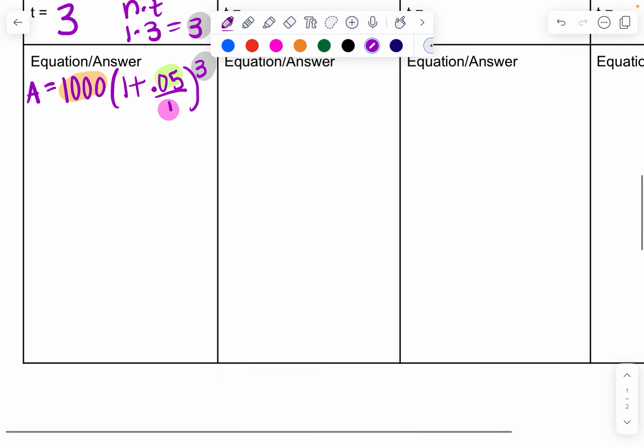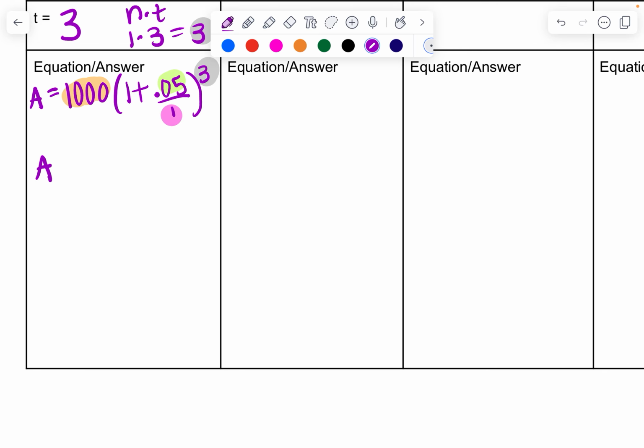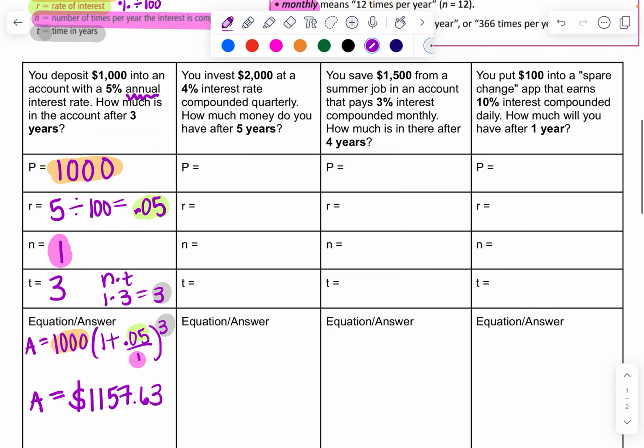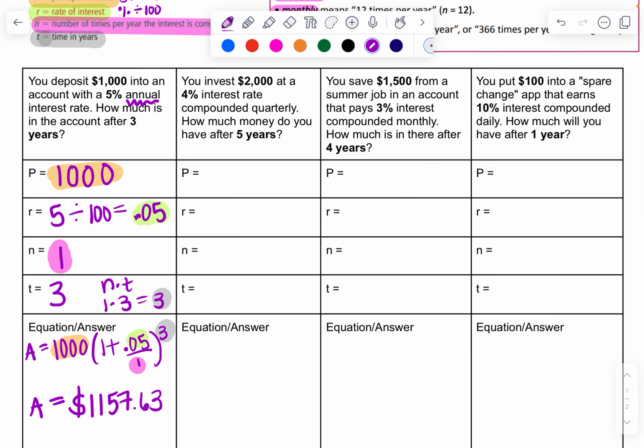All right, you'll put this whole thing in the calculator to figure out then the total money in the account after 3 years would be $1,157.63. So for doing nothing, you just put $1,000 into the account, and then after 3 years, now you have $1,157.63. So got another one. You invest $2,000, so that's our initial amount, at a 4% interest rate. So 4 divided by 100 is 0.04.